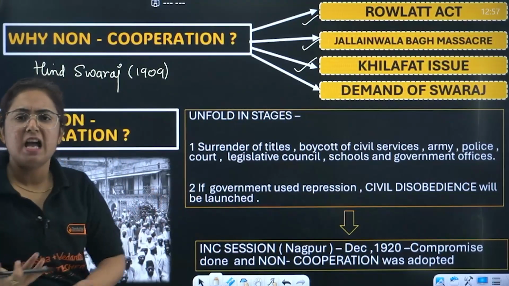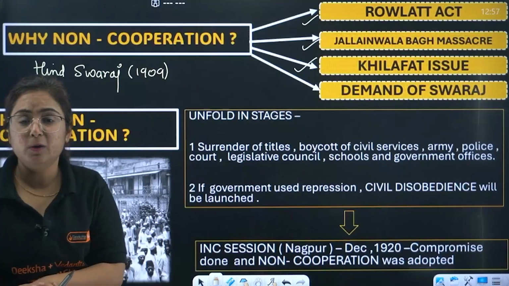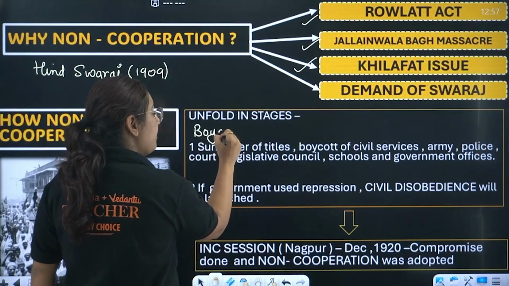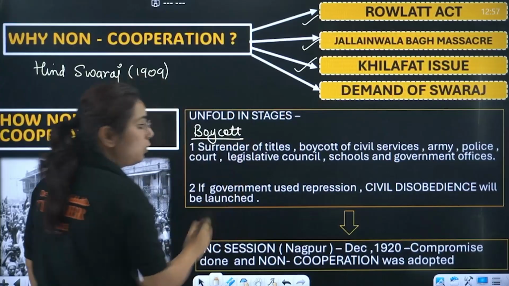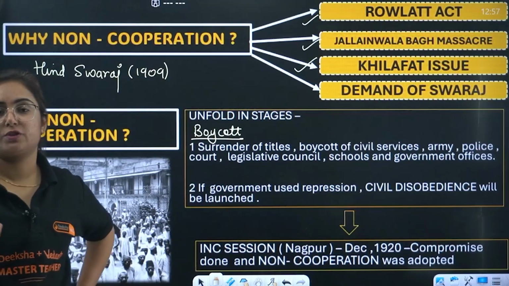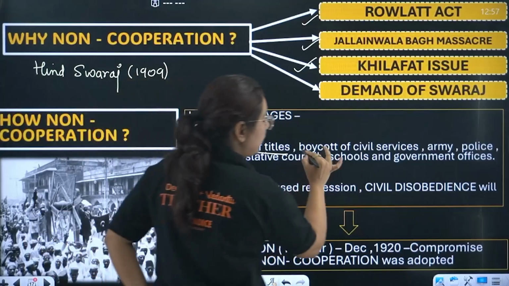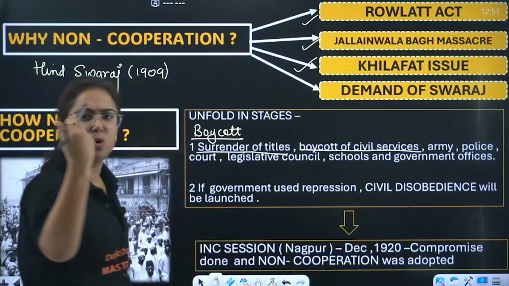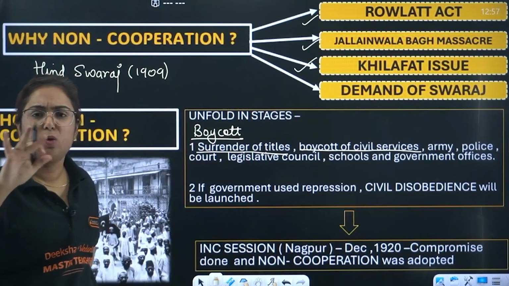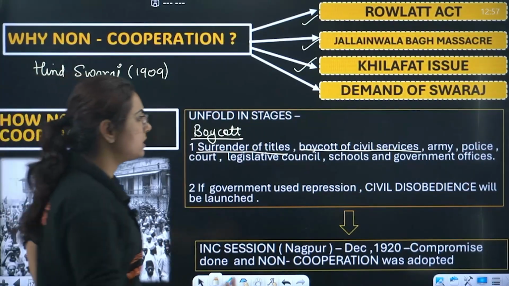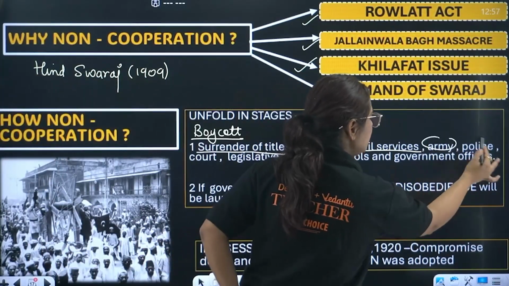Now the leaders ask, okay, what is your plan? What are we going to do? So the plan is to boycott the Britishers, and that is what is known as non-cooperation. We are going to surrender their titles. We will be boycotting civil services. That means no one takes part in the exam, and no one goes to work if you are a civil servant. You're working for whom? Britishers. No one joins the army. No one joins the police.